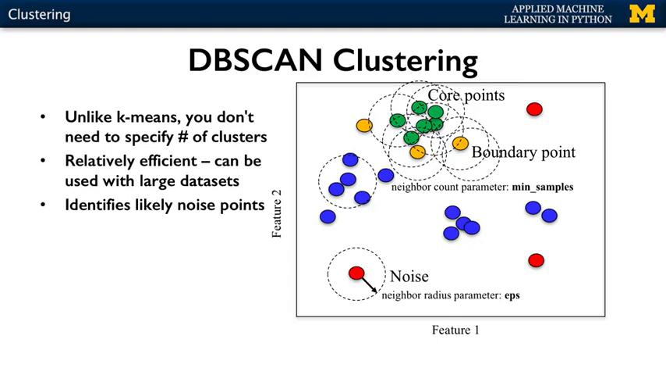DBSCAN is an acronym that stands for Density-Based Spatial Clustering of Applications with Noise. One advantage of DBSCAN is that you don't need to specify the number of clusters in advance. Another advantage is that it works well with datasets that have more complex cluster shapes. It can also find points that are outliers that shouldn't reasonably be assigned to any cluster. DBSCAN is relatively efficient and can be used for large datasets. The main idea behind DBSCAN is that clusters represent areas in the data space that are more dense with data points, while being separated by regions that are empty or at least much less densely populated.